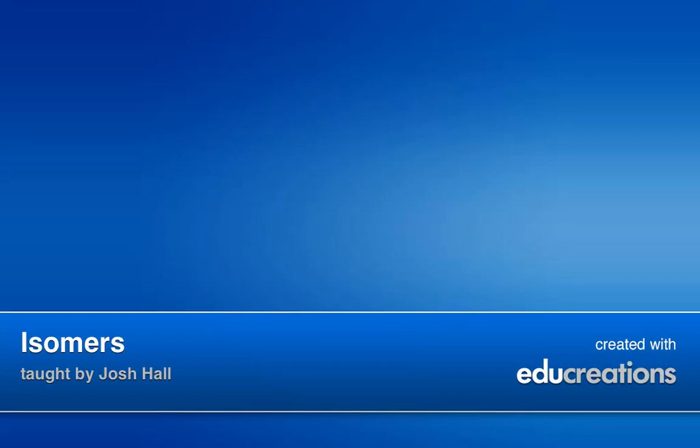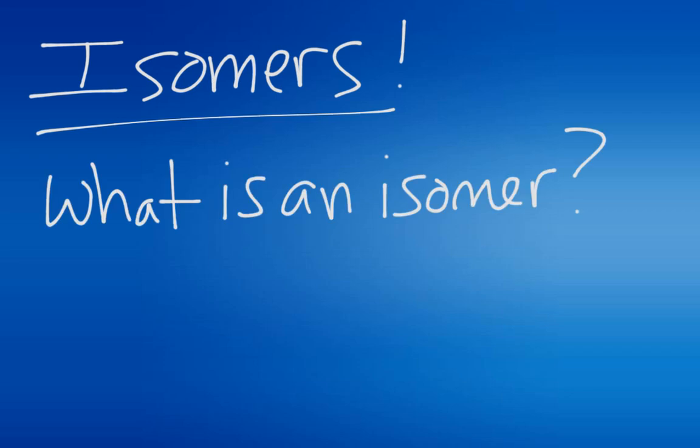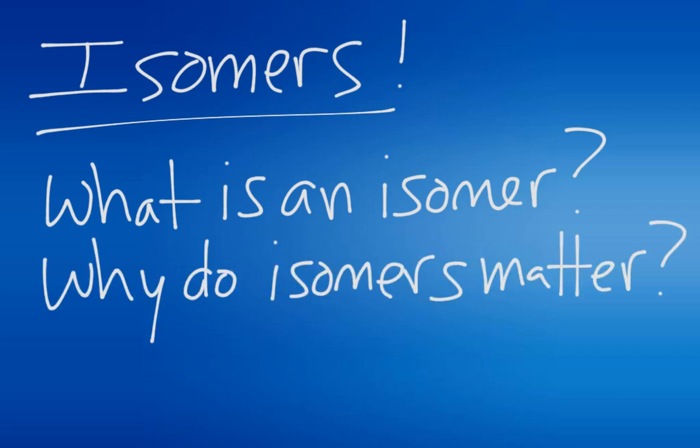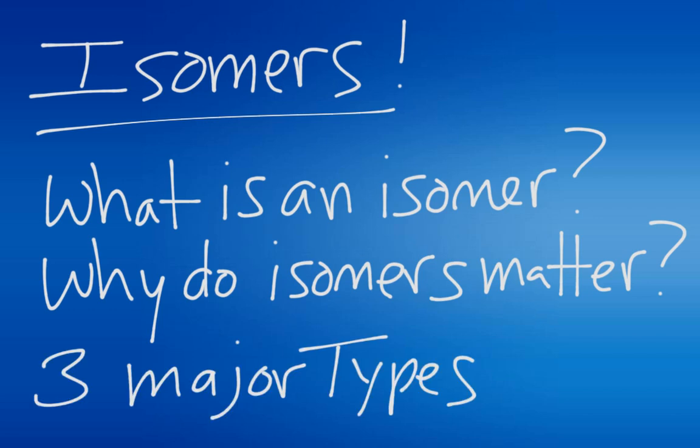Anytime you're dealing with biochemistry, it's important to understand the shape of molecules. And when we talk about shapes in molecules, we have to talk about isomers. So we're going to do a few things in this video. We're going to look at what an isomer is. We're going to look at why they matter. And we're finally going to look at the three major types of isomers.